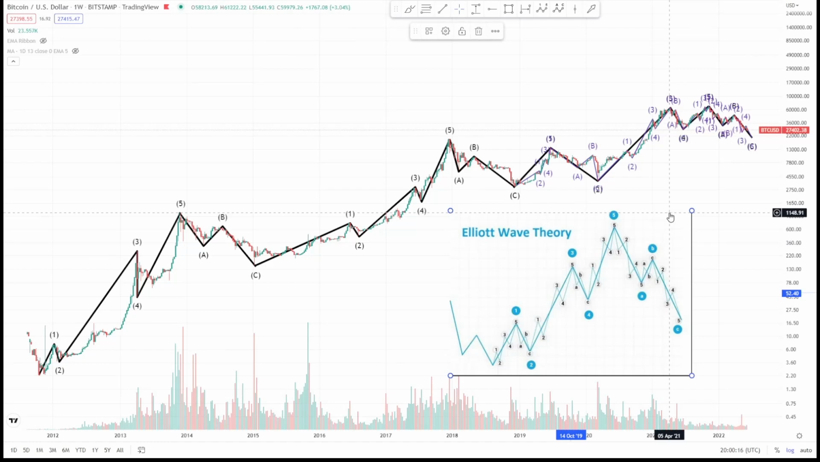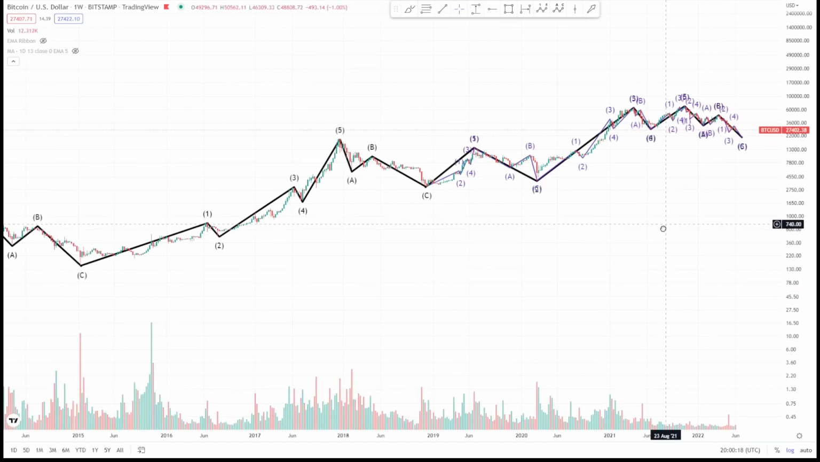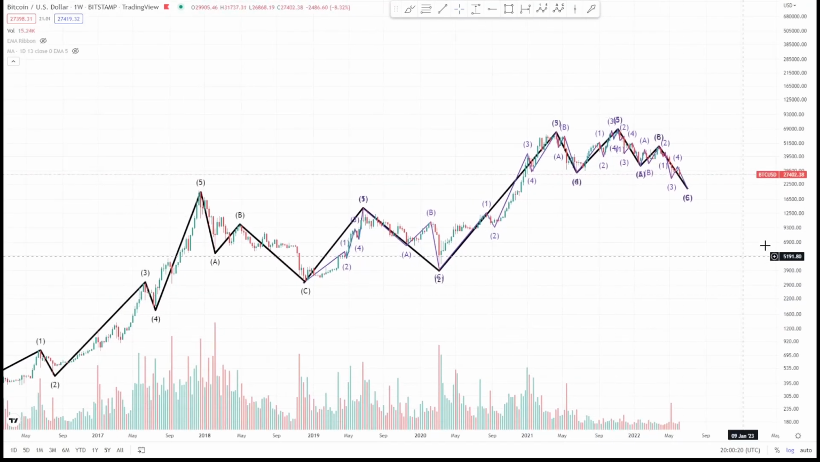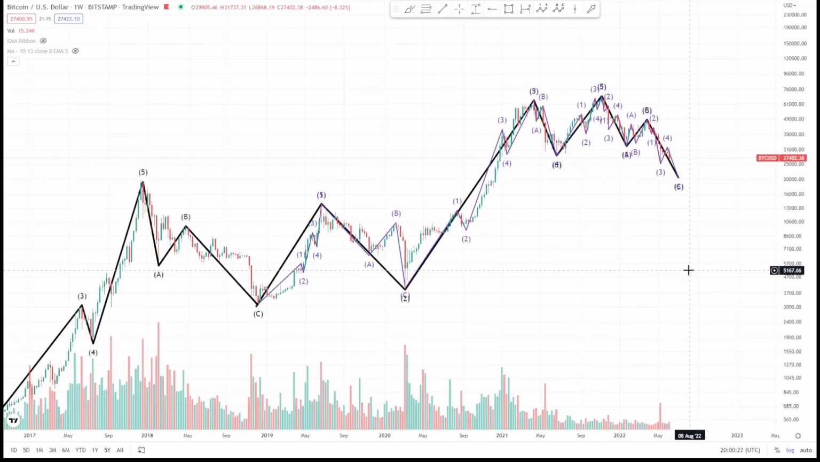Now, we should know what Elliott Wave theory is, so I'm now going to remove this. I want to show you just a small example of some Elliott Wave theory that we've had in this market cycle before we do move on.